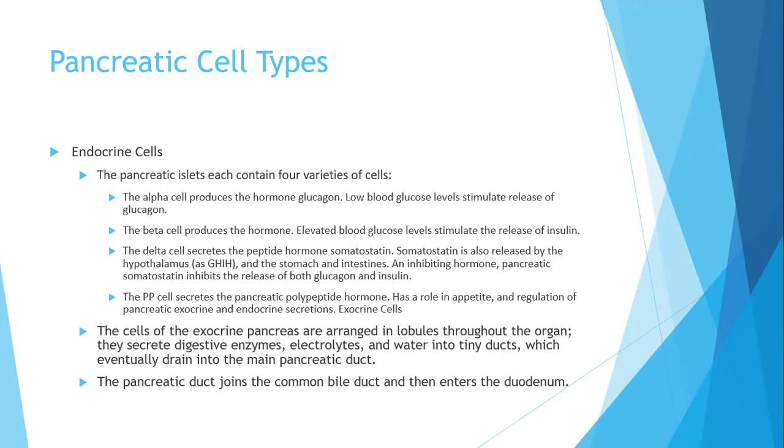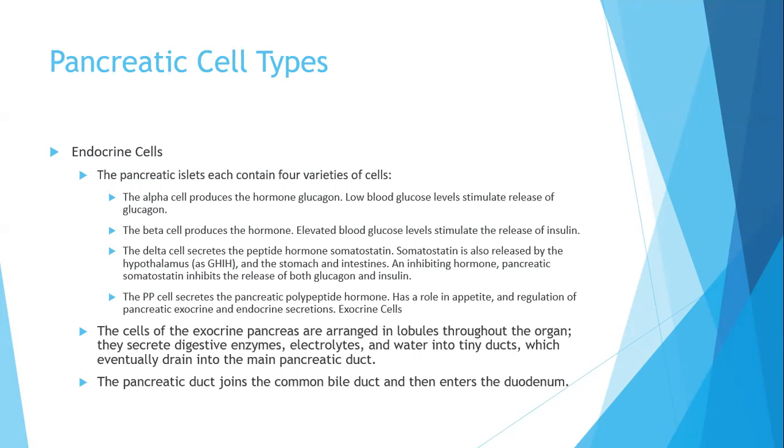So the cells of the exocrine pancreas are arranged in lobules. They secrete the digestive enzymes, electrolytes, and water into tiny little ducts, which eventually drain into the main pancreatic duct, and that joins the common bile duct and then enters the duodenum. So you've got the pancreatic islets controlling what you're going to release, and then you've got things being released. So very interesting. It's a really complicated organ too.